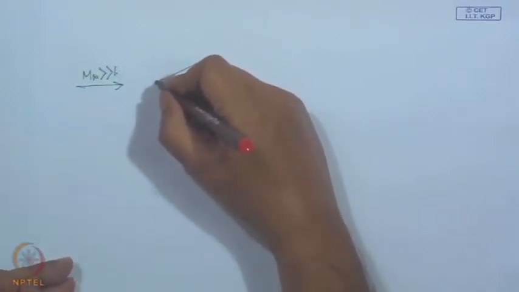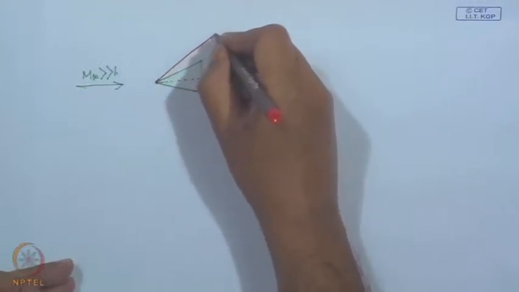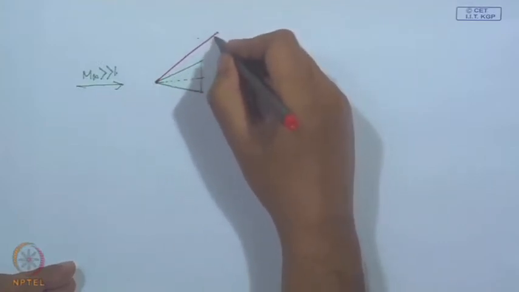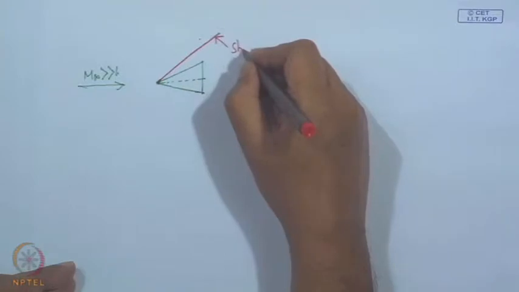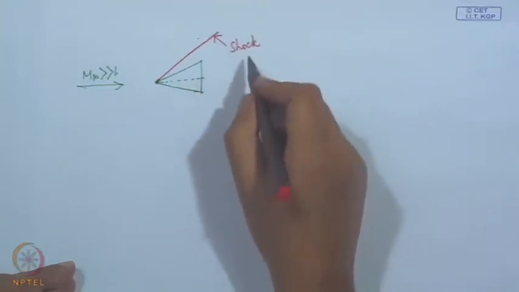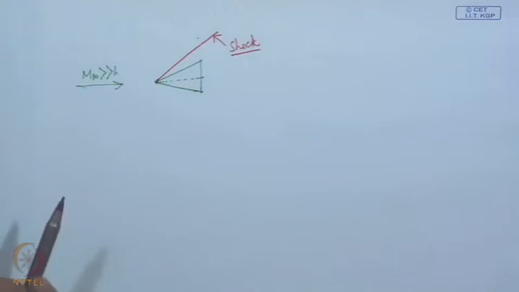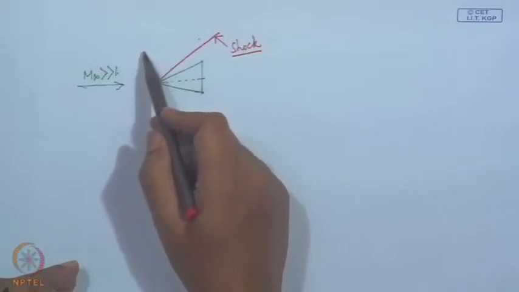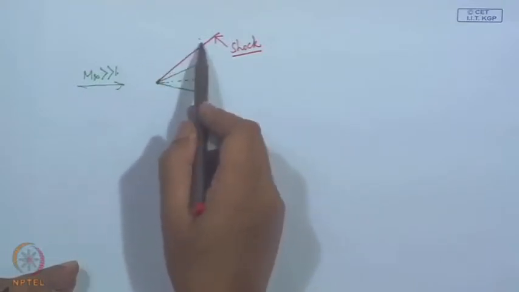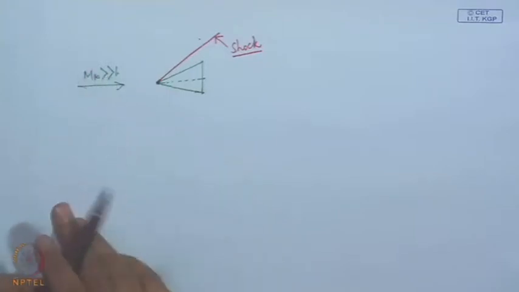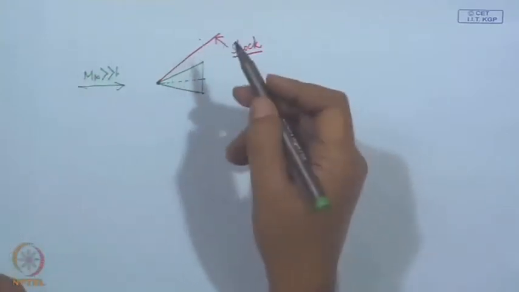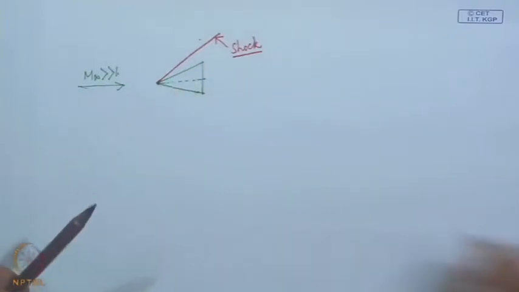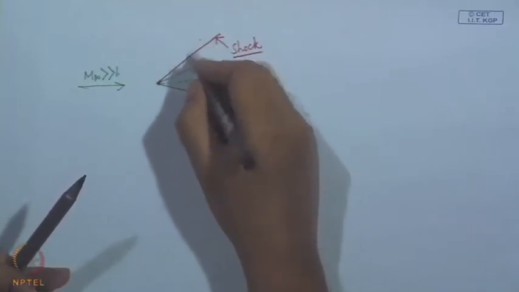The shock will lie very close to the body. Since, as you know, there will be no disturbance ahead of this shock, the flow up to this is basically the undisturbed free stream, and all changes to the flow take place between this region. This is the region where all changes take place.